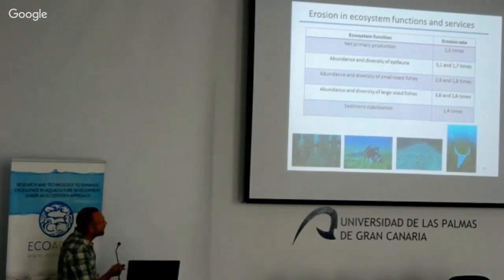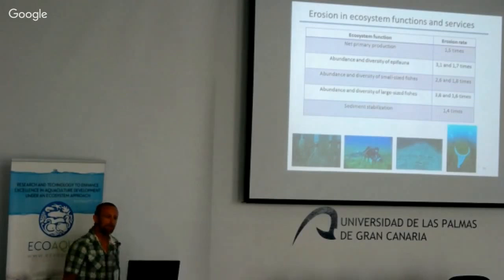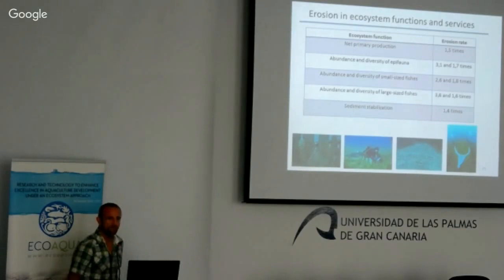So what is all this information telling us? That there is an erosion in ecosystem functions when we compare a meadow dominated by Cymodocea with a meadow dominated by Caulerpa. In other words, if we have a Cymodocea nodosa seagrass meadow and it is replaced by a Caulerpa meadow, there is going to be an erosion in the functions and so in the services that it provides us, right?